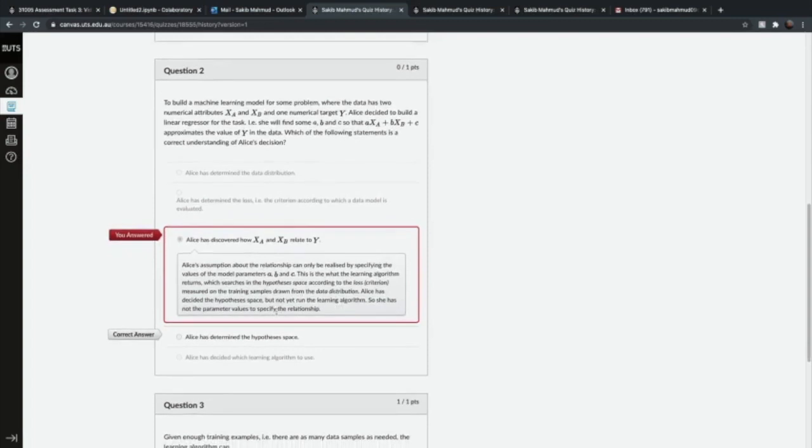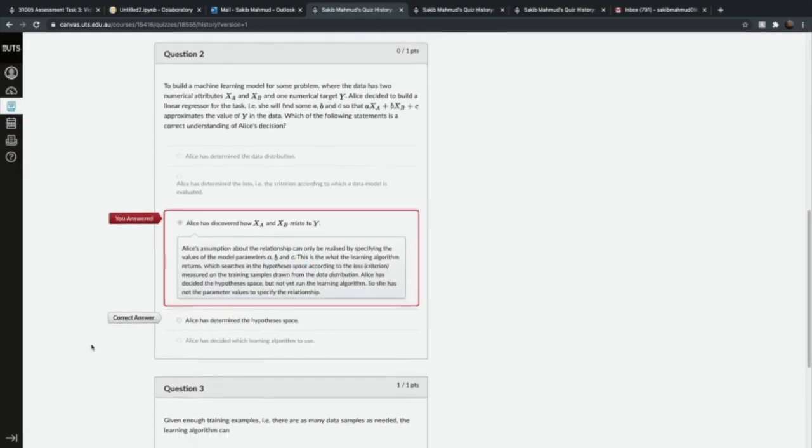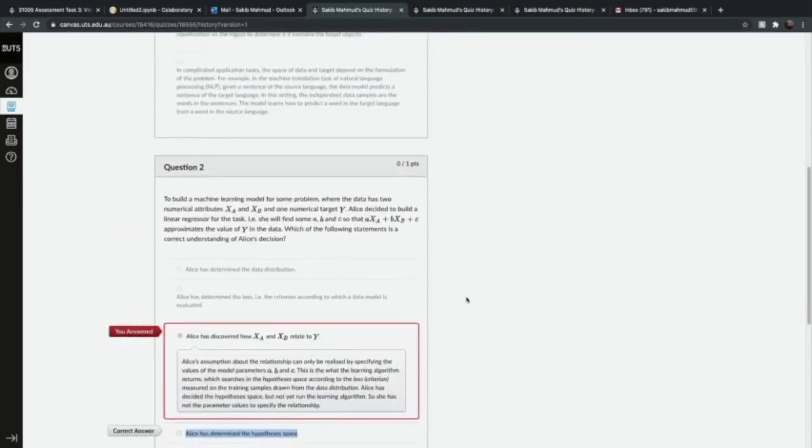And also, the hypothesis space is also something that is required to measure the data distribution, which I hadn't considered. So the right answer was that Alice has determined the hypothesis space. So I got this answer wrong. I did realize why my answer was wrong, and I was able to fix it on my second attempt.